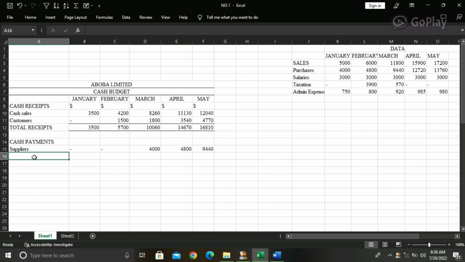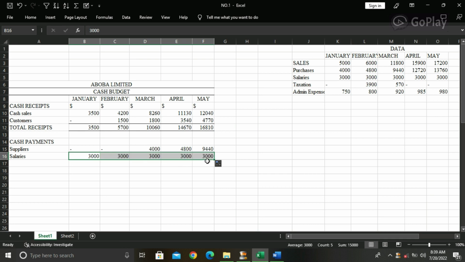The next thing to look at is salaries. Salaries for each month is 3,000. So we have salaries, 3,000 for each month. So I'll just drag it since it is 3,000 for each of the 5 months.